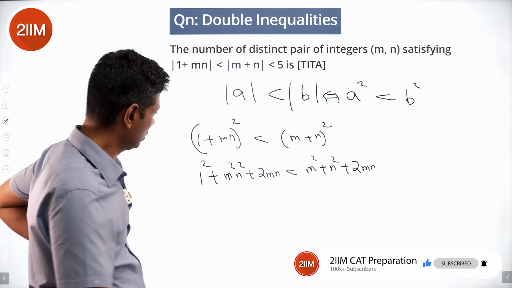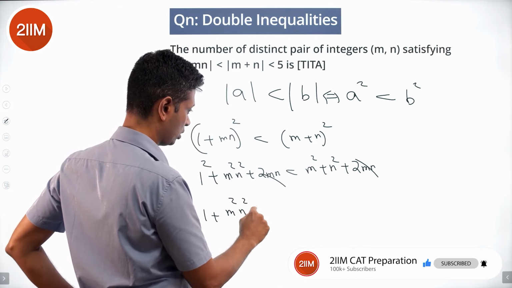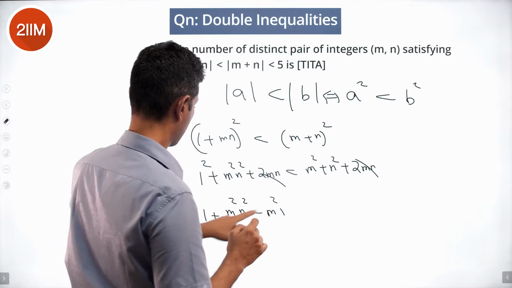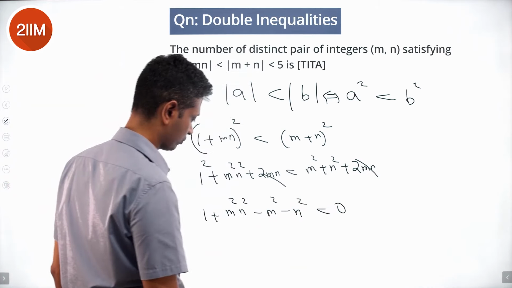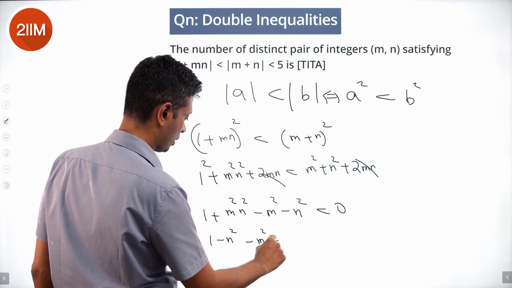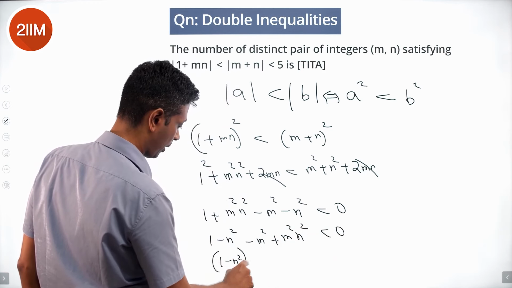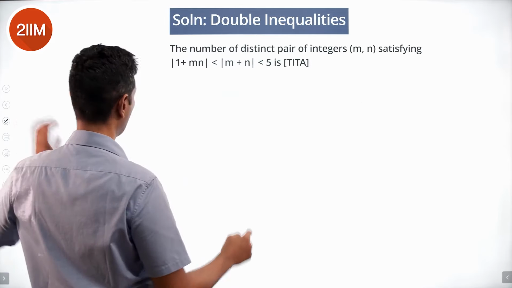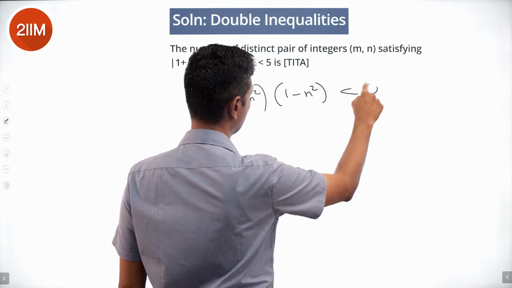Nice. So far, so good. Now this 2mn gets knocked off on both sides. 1 plus m square n square minus m square minus n square is less than 0. Or 1 minus n square minus m square plus m square n square is less than 0. 1 minus n square minus m square times 1 minus n square is less than 0. Or quite beautifully, 1 minus m square into 1 minus n square is less than 0.